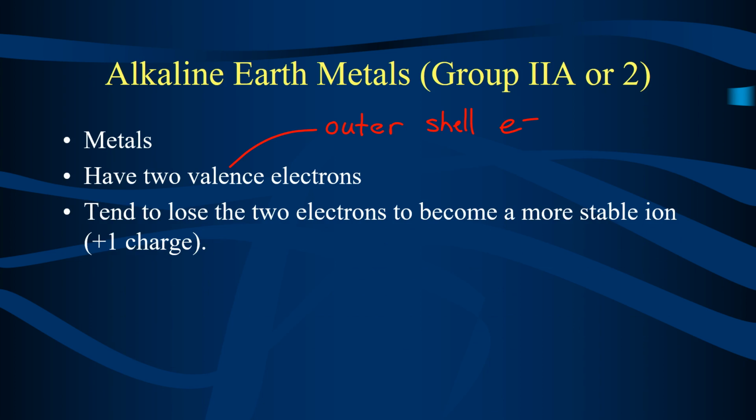They tend to lose those 2 electrons to become more stable, and so they make not a +1 charge, they make a +2 charge.